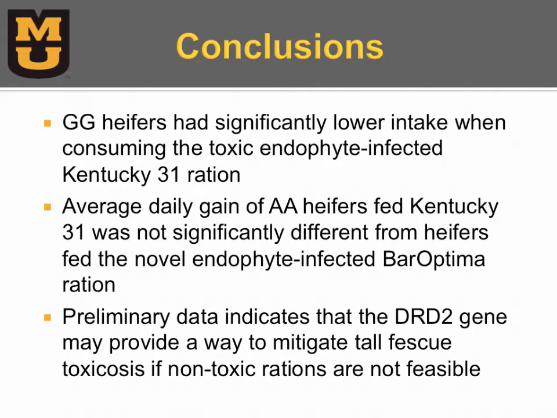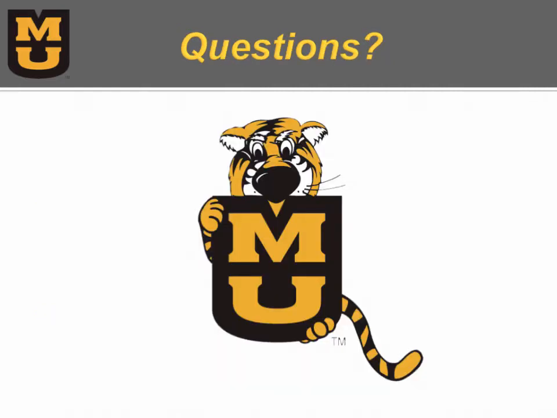So in conclusion, GG heifers, the susceptible heifers, had significantly lower intakes when consuming the toxic endophyte infected Kentucky 31 ration. The average daily gains of AA heifers fed Kentucky 31 were not significantly different from heifers fed the novel endophyte infected Bar Optima ration. And finally, the preliminary data indicates that the DRD2 gene may provide a way to mitigate tall fescue toxicosis if non-toxic rations are not feasible. With that, I will be glad to take any questions.